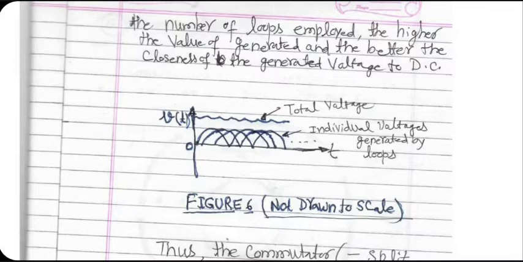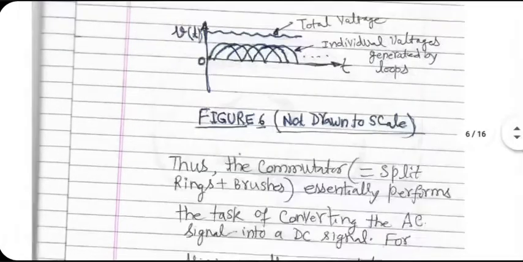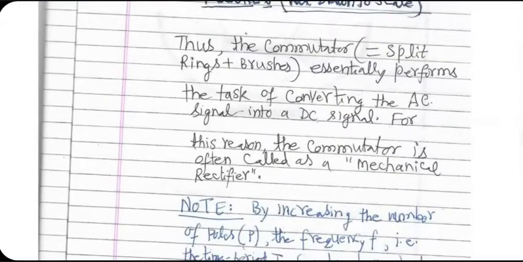For each loop, there will be one set of A and B. For another loop, there will be another set of A and B. So all that has to be accommodated in the construction of the commutator. However, the principle doesn't change. The commutator reverses itself every half cycle to produce unipolar voltage.